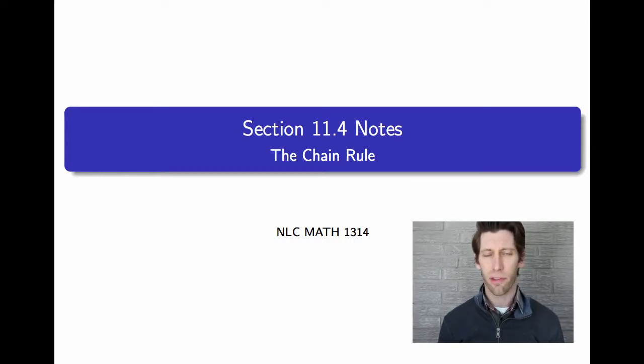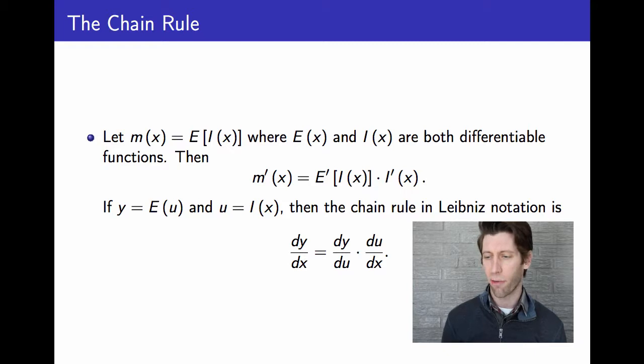So today we're going to talk about section 1.4, which is on a differentiation rule that pertains to composition of functions. It's called the chain rule. So the statement of the chain rule is as follows.